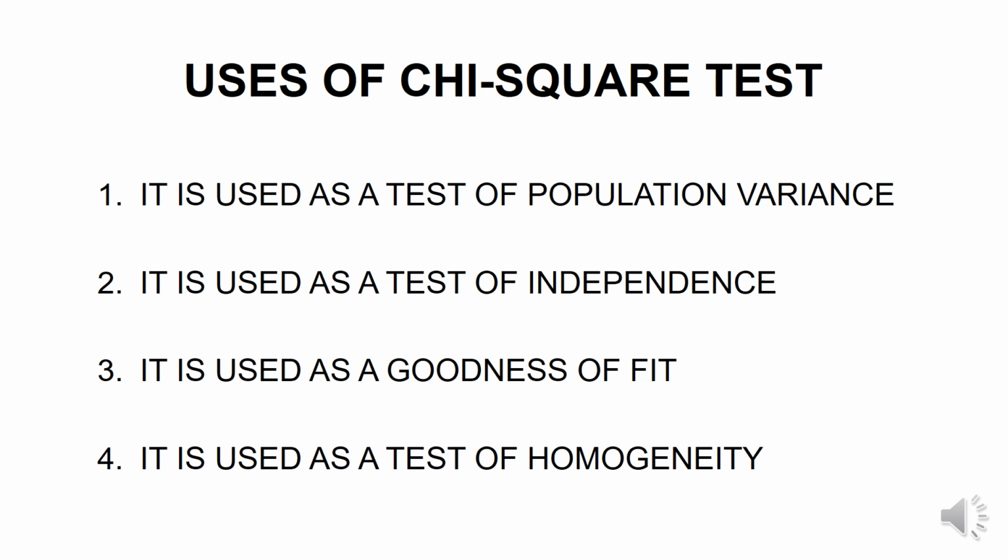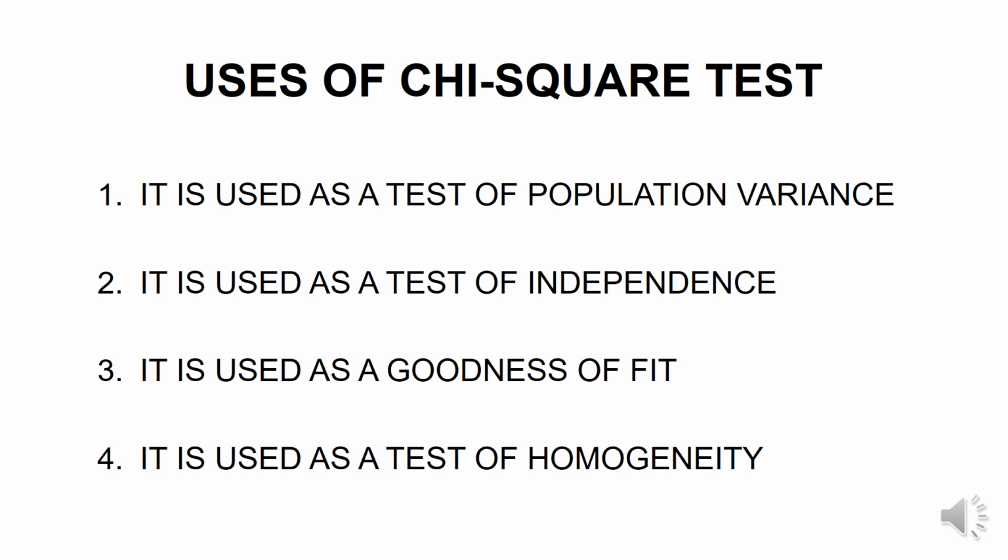The uses of the Chi-Square test are of paramount importance. Point number 1. It is used as a test of population variance. Point number 2. It is used as a test of independence. That is, with the help of the Chi-Square test, we can find out whether two or more attributes are associated or not. Suppose we have n observations classified according to some attributes. We may ask whether the attributes are related or independent. Thus, we can find out whether the medicine which is to be given to the patients is effective in controlling a particular disease or not.